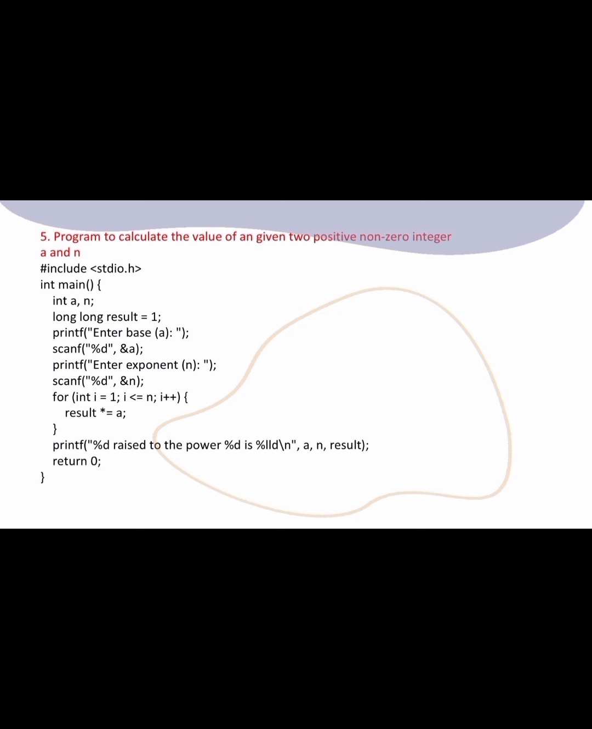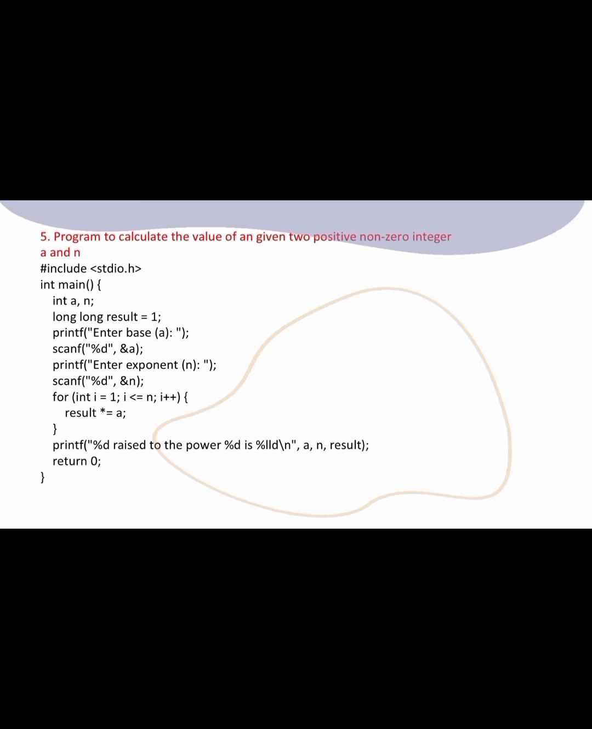Next we have a program to calculate the value of a to the power n, given two positive non-zero integers a and n. It includes the standard input and output library which provides functions. Int main is the main function where the program execution begins. Variable declaration: int a, n declares two variables, a is the base and n is the exponent. Long result equals 1 declares a variable result of type long.